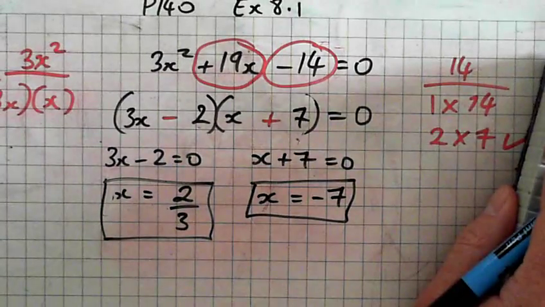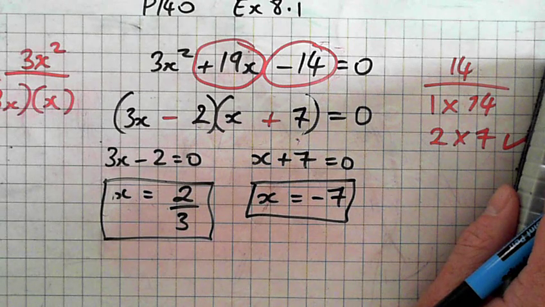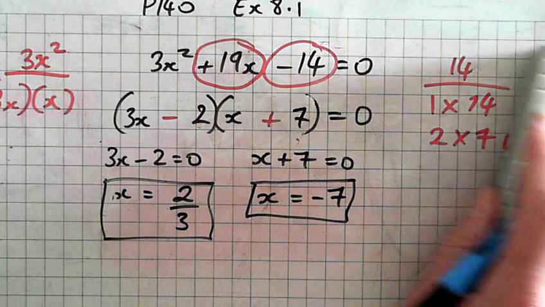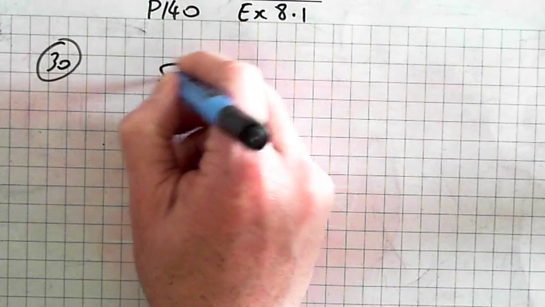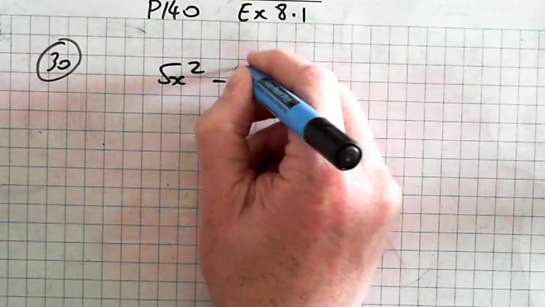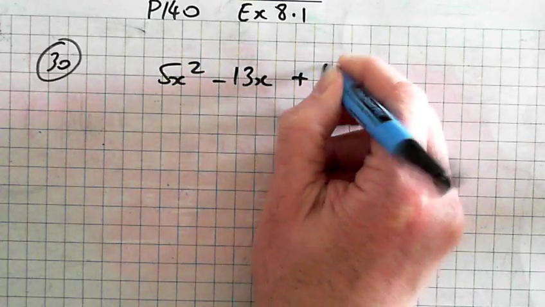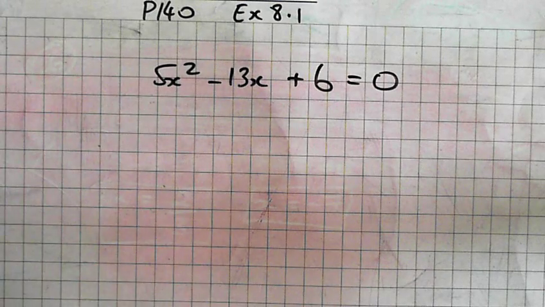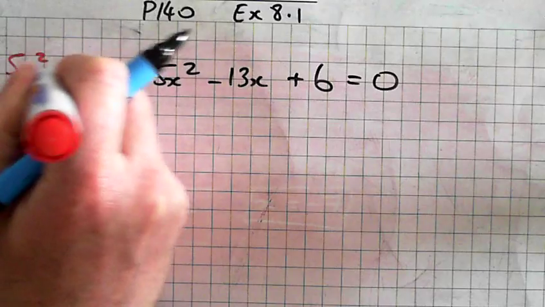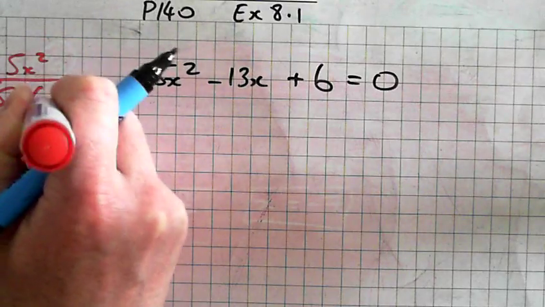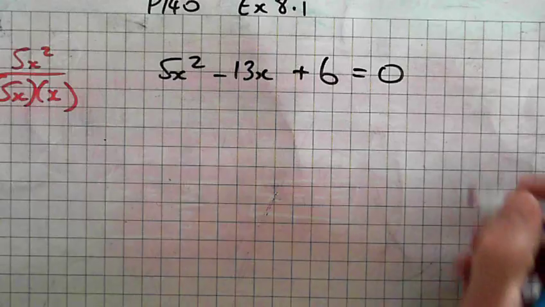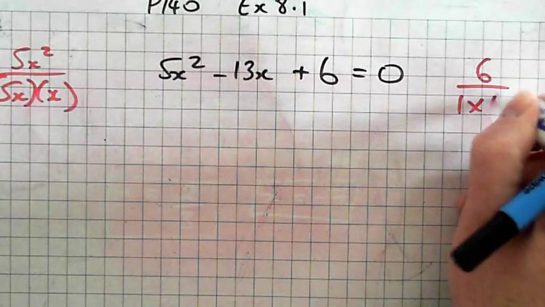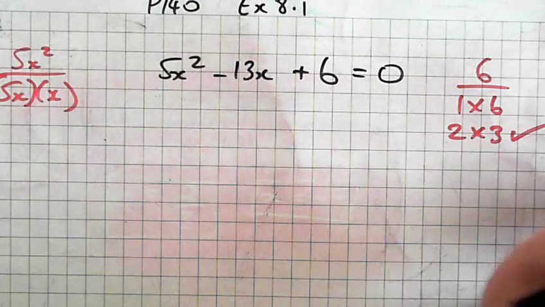Okay, and the next question is? Question 30. Alright, call it out. 5x2 minus 13x plus 6. Right, factors of 5x2: 5x times x. Factors of 6. Use the bottom pair.